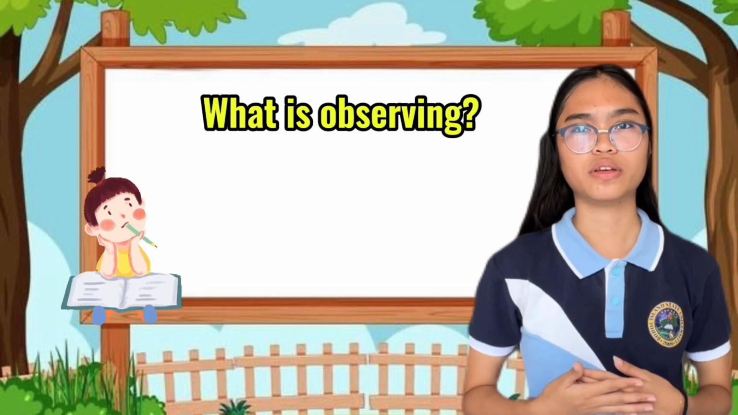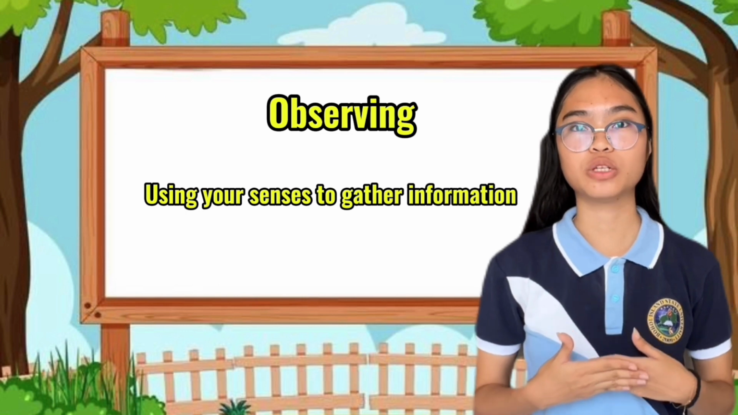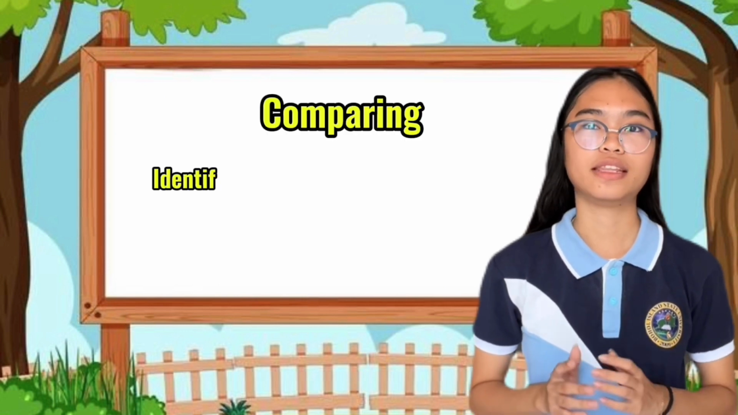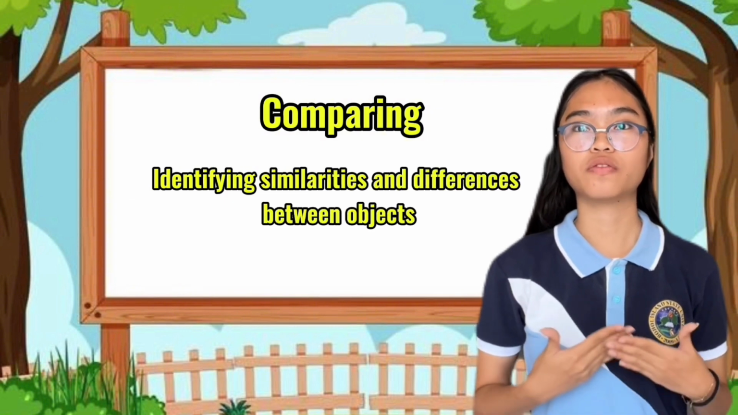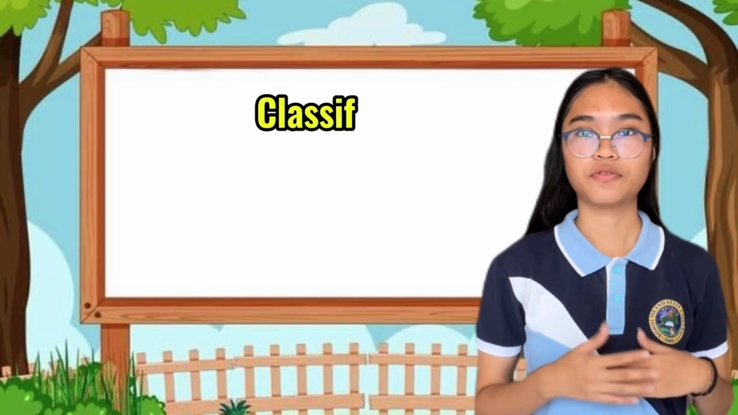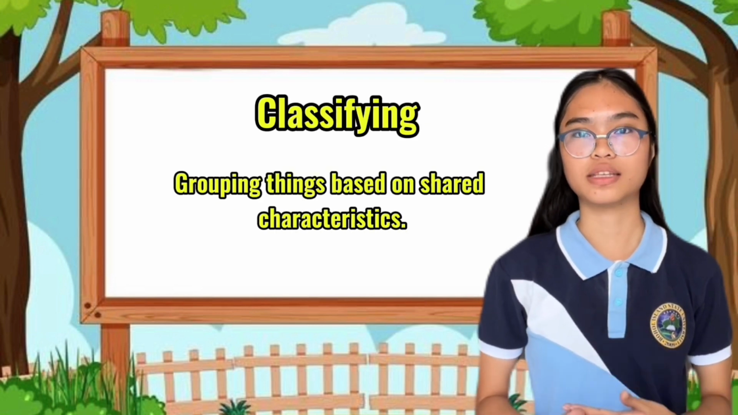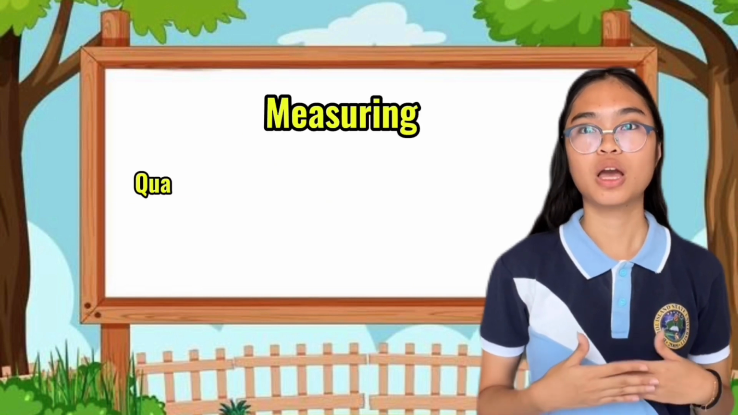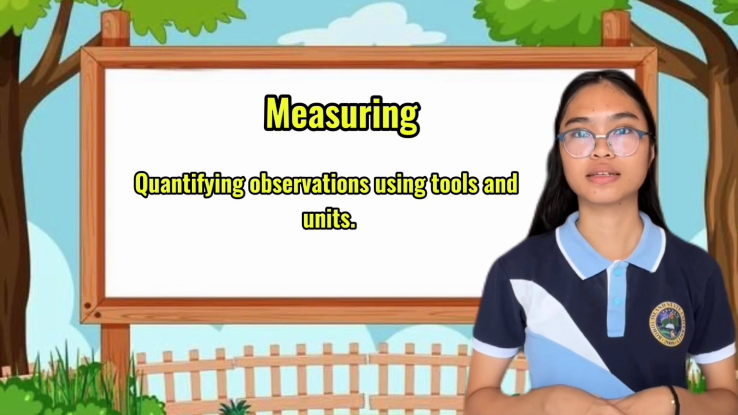What is observing? Observing means using your senses to gather information about the world. And comparing means identifying similarities and differences between objects or phenomena. Classifying means grouping the things based on shared characteristics, and last but not the least, measuring. It means quantifying observation using tools and units.